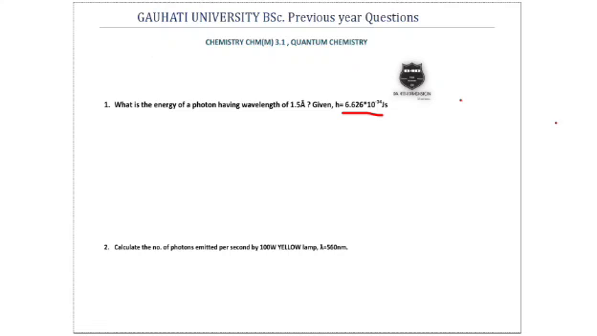The question is the energy of a photon having wavelength 1.5 angstrom. We know E is equal to h nu. Energy can be related with Planck's constant. Using this relation, E is equal to h nu, and h nu can be further written as hc by lambda, where lambda is the wavelength of light and c is the velocity of light. So as we have the given wavelength, that is 1.5 angstrom, we can use it directly here.